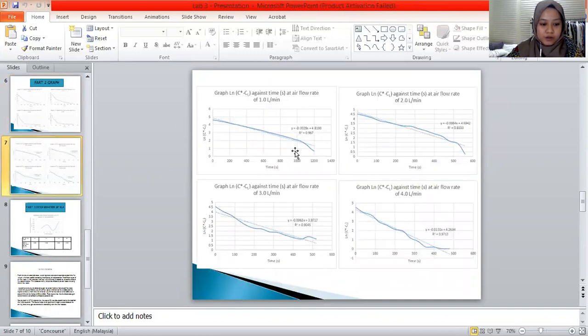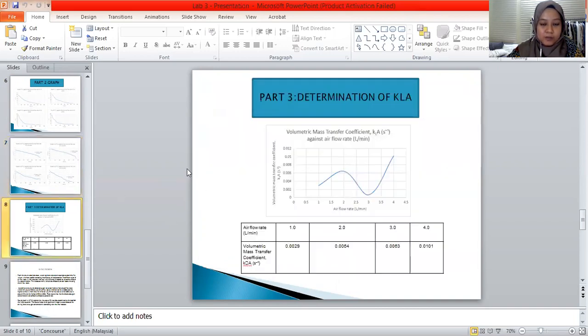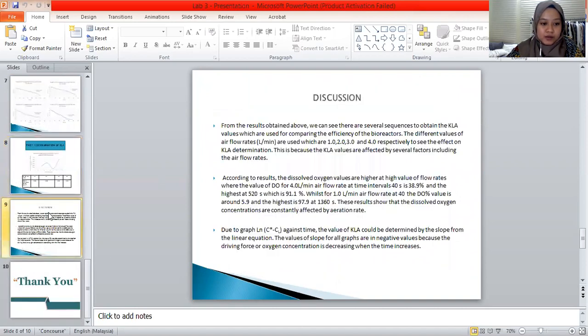From the ln graph, we calculated the slope for the tangent on the ln oxygen concentration curve. So the driving force is obtained by fitting an estimated straight line to the plotted graph of ln C star minus CL against time by using the formula y equals mx plus c, which is the equation of a straight line, where m is the slope of the line and c is the y-intercept. Next, we calculated the determination of KLA for all of the flow rates. Then we have found the discussion.